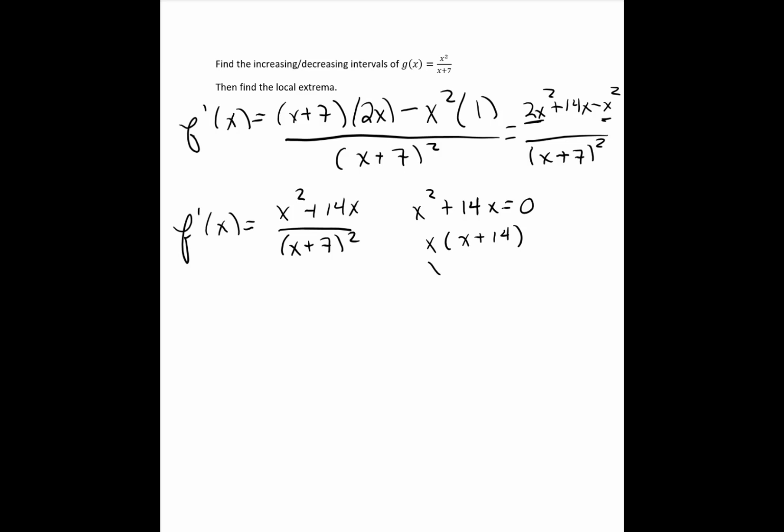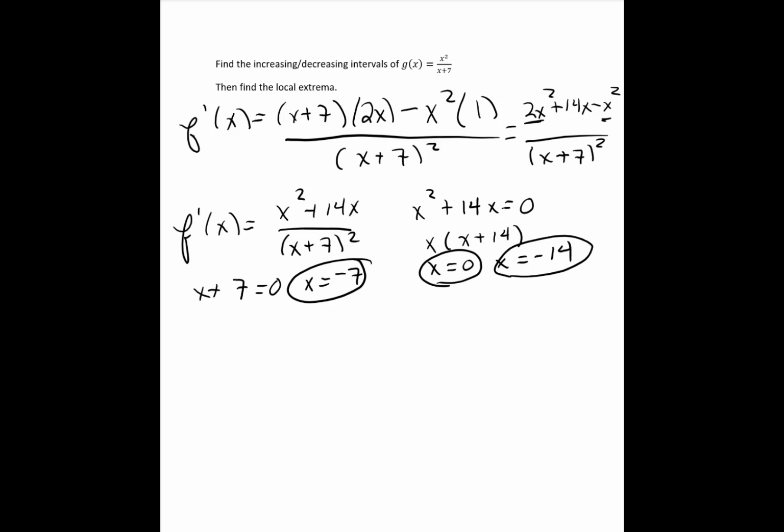So I get two numbers here. I get x is 0, I get x is negative 14. So there's two partition numbers. We have a third partition number from taking the x plus 7 in the denominator, setting it equal to 0, and I get x is negative 7. So the negative 7, the 0, and the negative 14 are partition numbers.